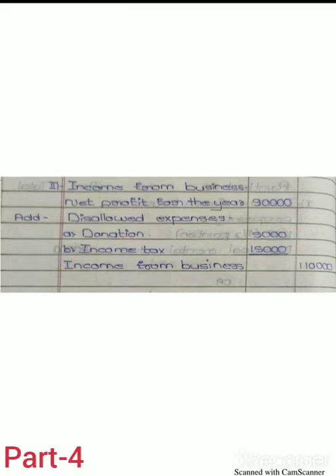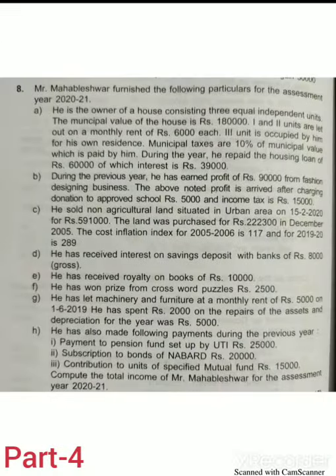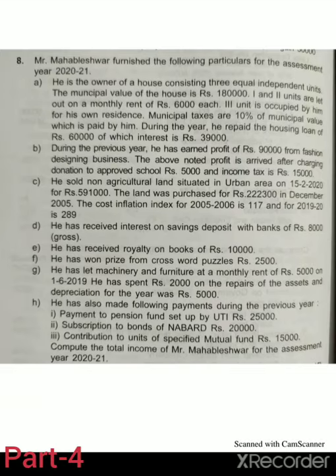1,10,000 comes. So this is all about the second head, income from business. Under this problem, the third information given is item C. He sold non-agricultural land situated in an urban area. If it was situated in a rural area, it would have been exempted.